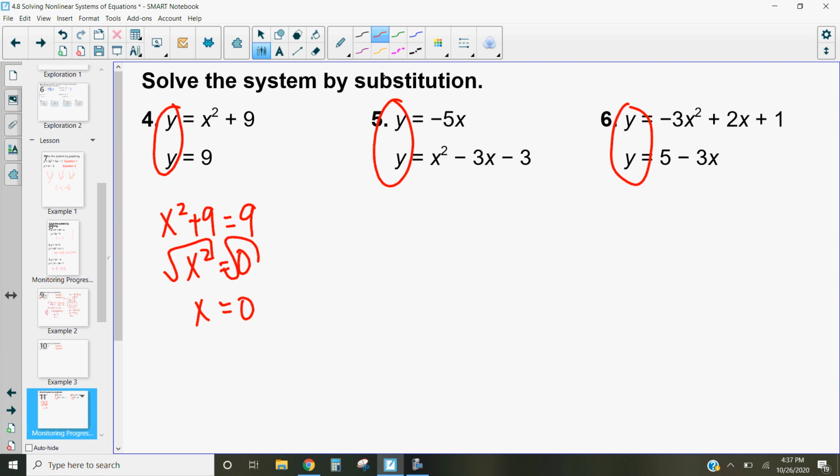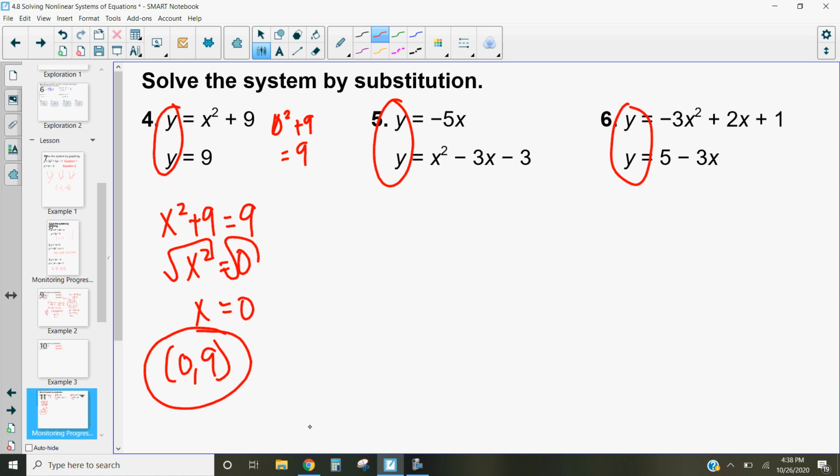So then if I want to solve my system of equations, that means that my y value, well here it says y has to be 9. I could also plug 0 in here and get 0 squared plus 9, and that would give me 9 as well. So my solution here is going to be (0, 9). Now, I want you to try this next one on your own.